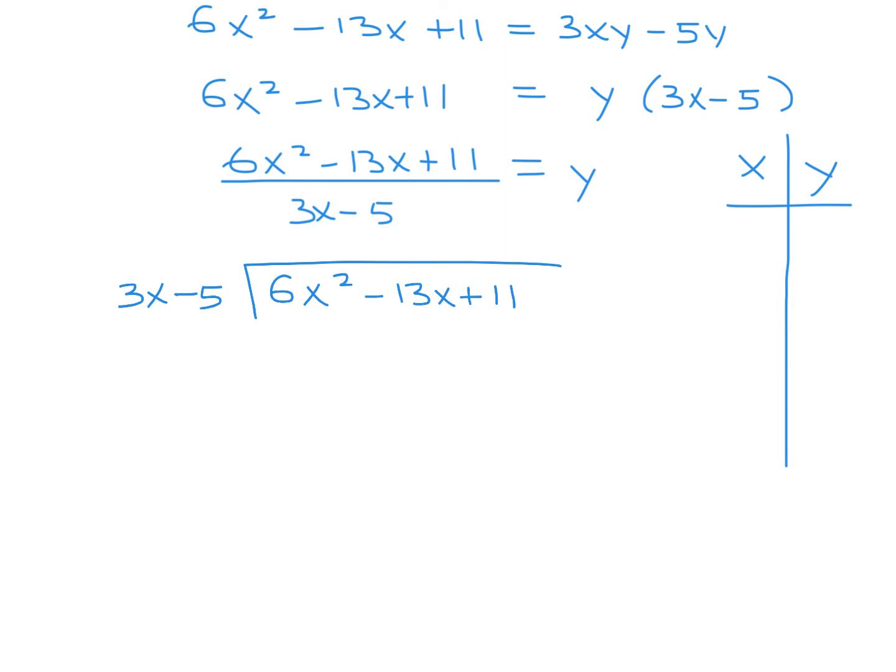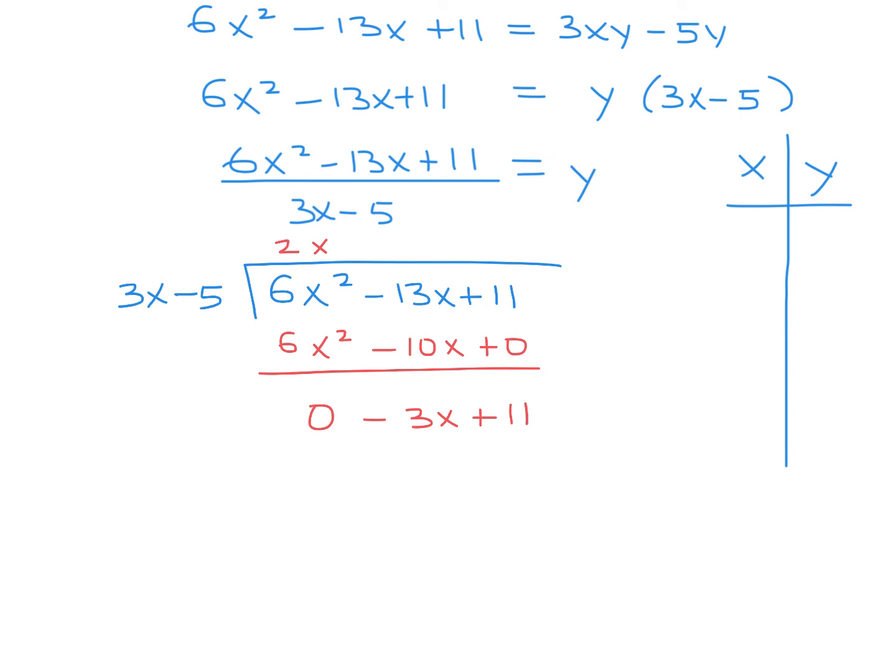Well, 3x minus 5 goes into this how many times? Let's see. I believe this will give me 2x, and if I multiply that by this guy and this guy, I will get the following: 6x squared minus 10x. Let's subtract: 0 minus 13x minus 10, so that's minus 3x. And then this is just a 0, so that's 11 minus 0, which is just 11. Okay, what's next? How many times does this go into this?